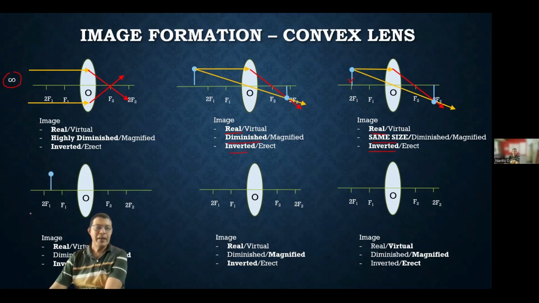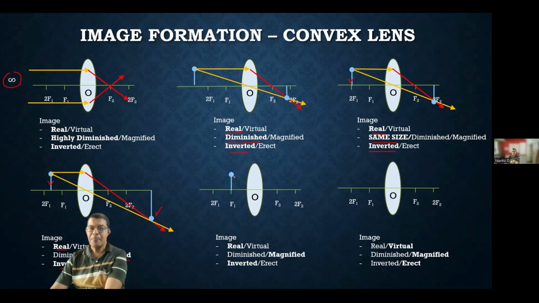The fourth case, when the object is between 2f1 and f1, then the image is formed beyond 2f2. It is real, it is magnified this time, and it is inverted.